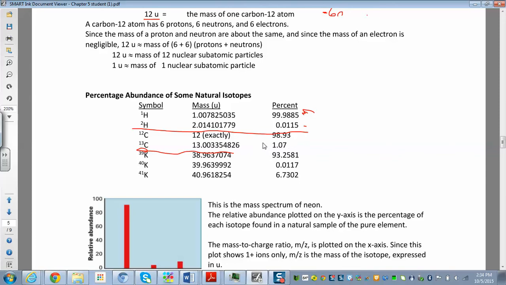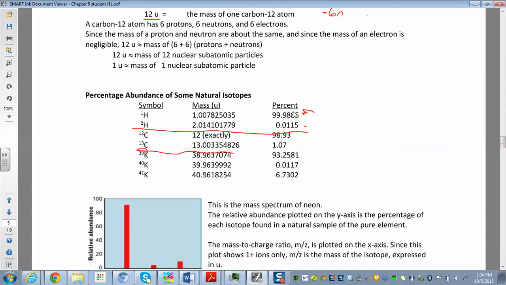And so when I'm trying to figure out the average mass of my sample, I don't want to just say, okay, well, half of it looks like this, half of it looks like that, because it's not half. 98% of it looks like carbon-12, and only 1% looks like carbon-13. So I want to be able to systematically determine what the average mass of my sample would look like of all the isotopes. So I'm going to take an average of all the isotopes, and I need to know what their percent abundance would be. So these percents are percent abundance.